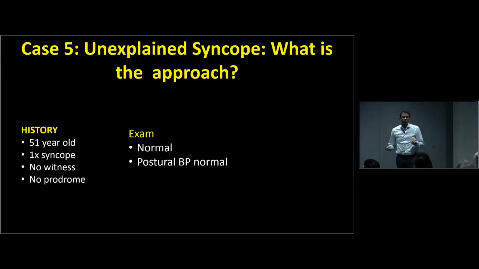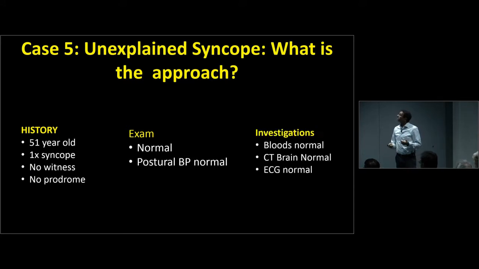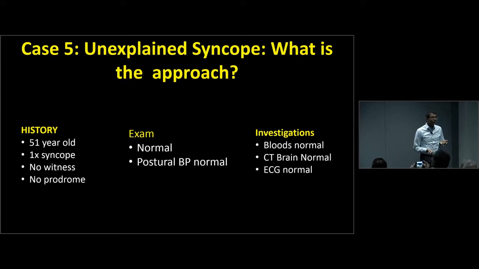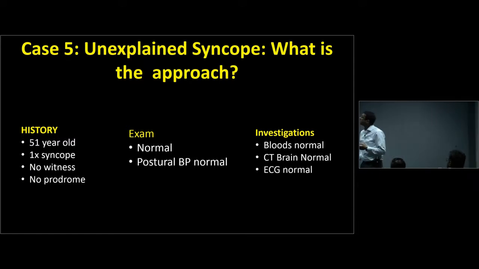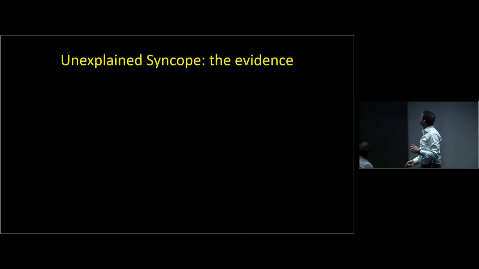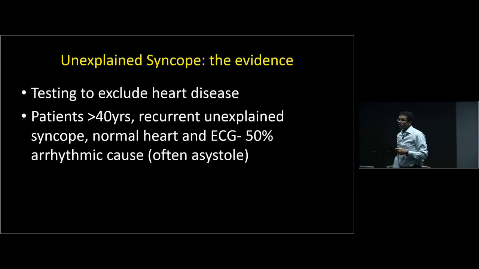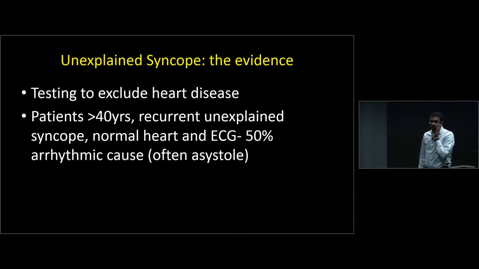The exam was normal. The blood pressure's normal. Nobody witnessed it. Examination's pretty normal. CT brain is normal. Bloods are normal. The ECG's normal. We all see this, right? Had a blackout. Can't tell you anything useful. So, you know, what do we do with that? So, it's quite tricky.